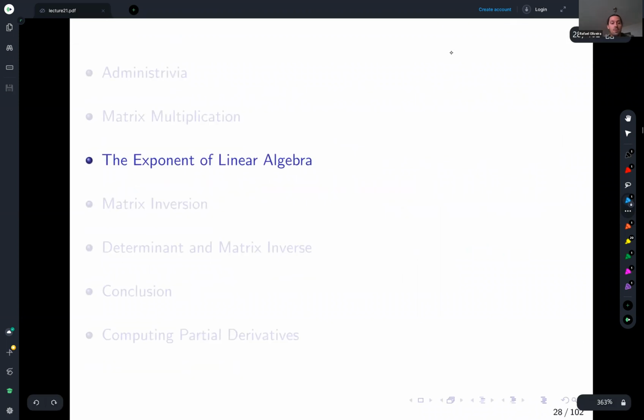All right, now let's talk about how this matrix multiplication exponent appears in linear algebra. But before that, do you have any questions?